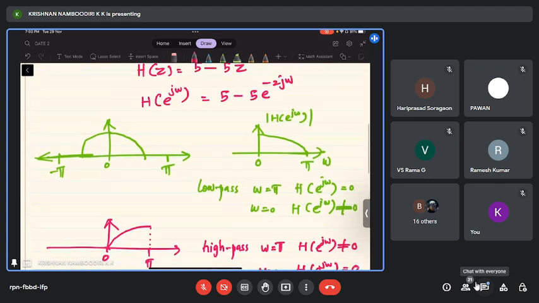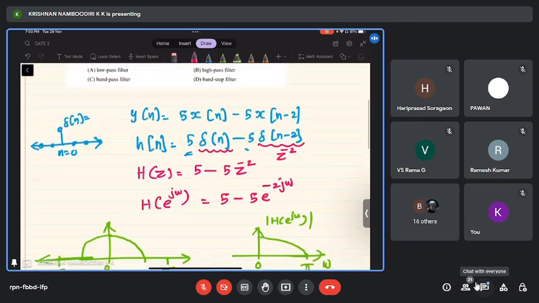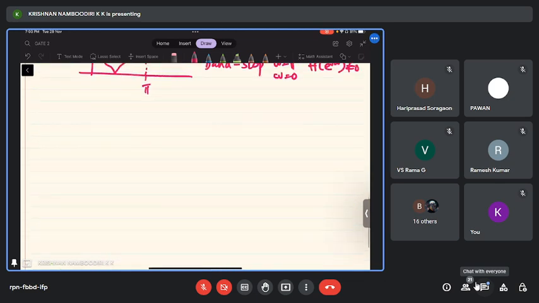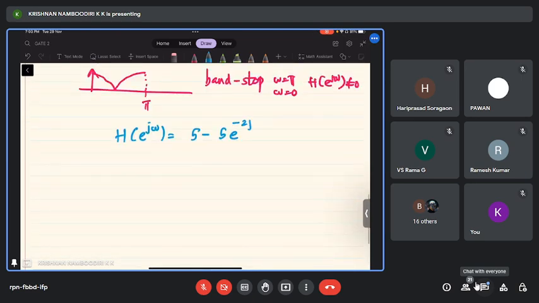So from the obtained frequency response, we need to substitute omega equal to 0 and omega equal to pi, and see whether the values are 0 or non-zero. Corresponding to that, we can get the nature of the filter. So H of e power j omega is 5 minus 5 e power minus 2j omega. First we will find H of e power j omega at omega equal to 0. That means 5 minus 5 e power 0, which is nothing but 1. So this is equal to 0.